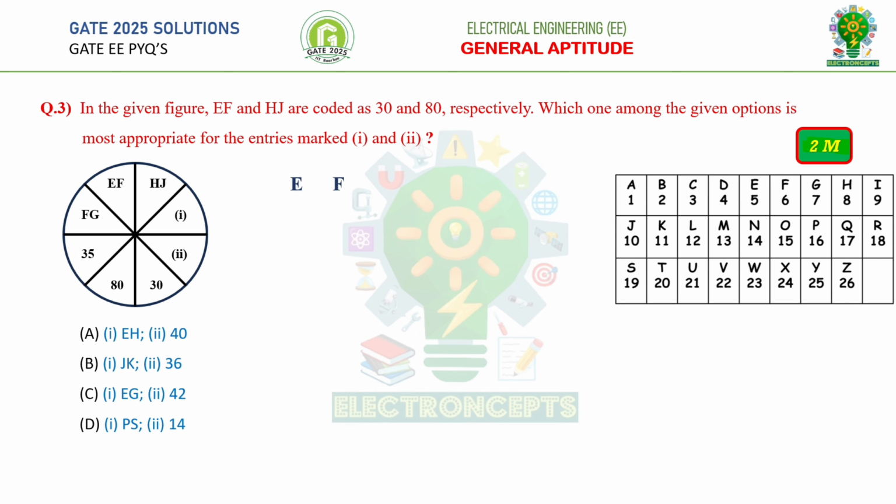Now let's take F. The value for E is 5 and the value for F is 6. Therefore, E is equal to 5 and F is equal to 6. If we observe the given data, EF is opposite to 30. To get 30, we need to multiply 5 and 6. Now let's analyze the next data, which is HJ. From the data, we can see that H is equal to 8 and J is equal to 10.